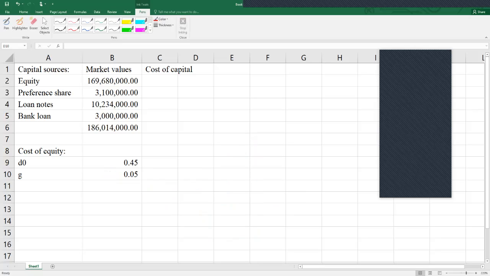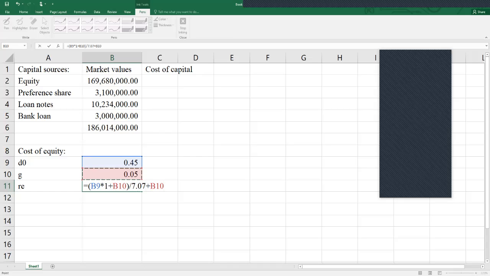So I think we have all the variables we need to get the cost of equity, which will be equal to D naught multiplied by 1 plus the growth, divided by P naught, the market value of the shares of the company. The P naught which we got was 7.07, plus the growth, which is 5%. And that therefore will give us the cost of equity for this company.